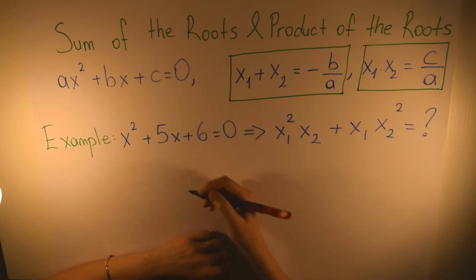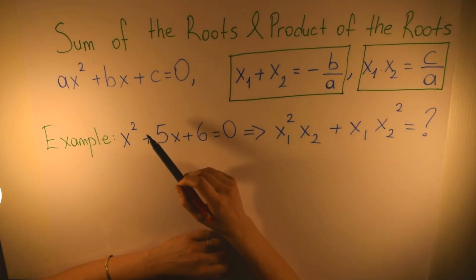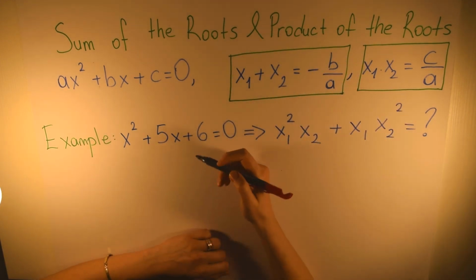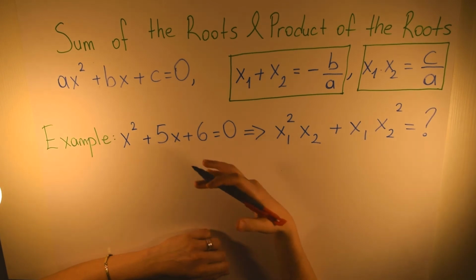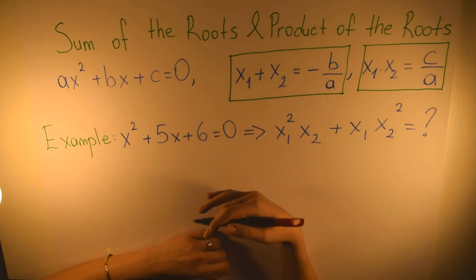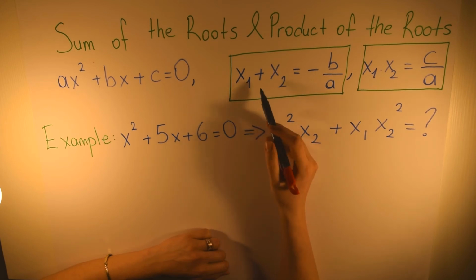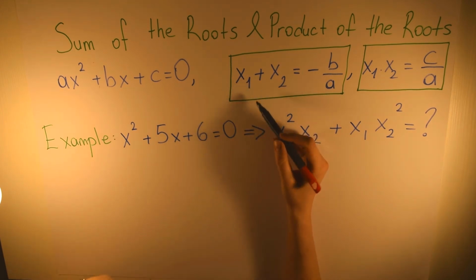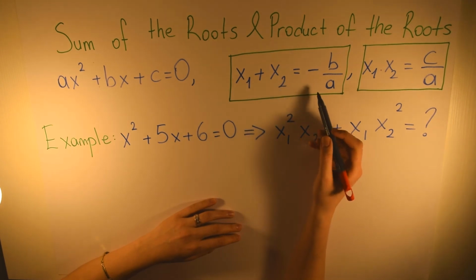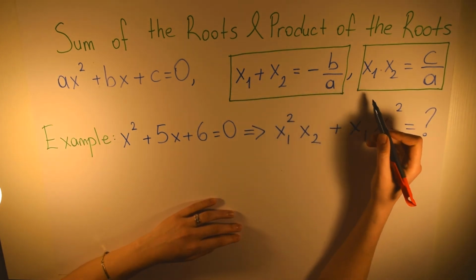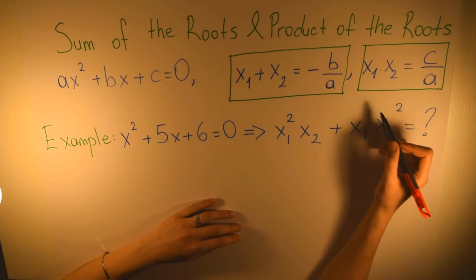Let's continue with another topic. It is the sum of the roots and the product of the roots. As you know, when we have quadratic equations, usually we get two roots. So when you want to sum up these two roots, you have a special formula, and when you want to multiply these two roots, you also have another special formula for that.